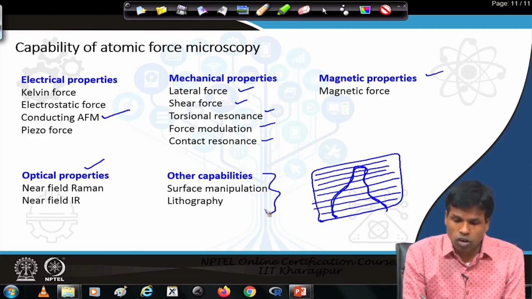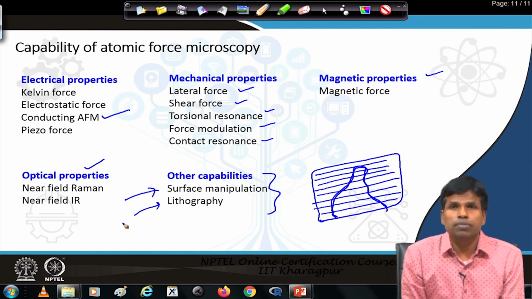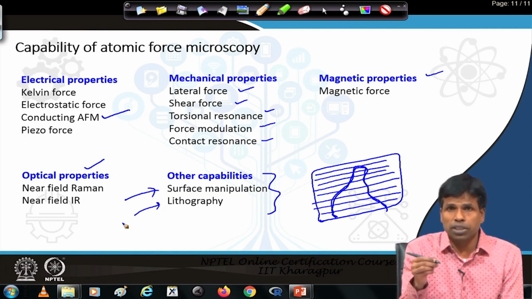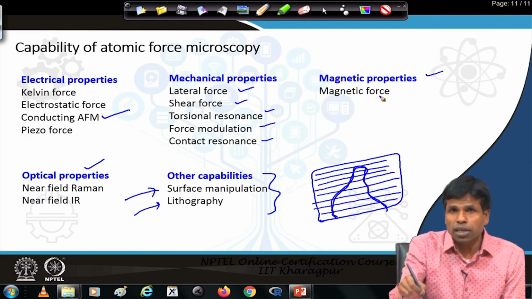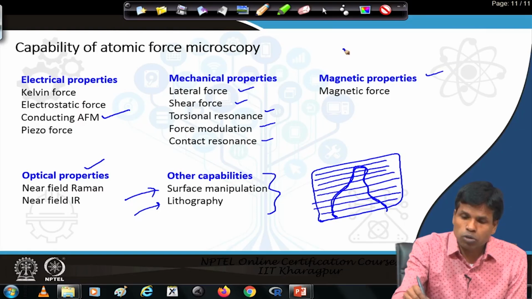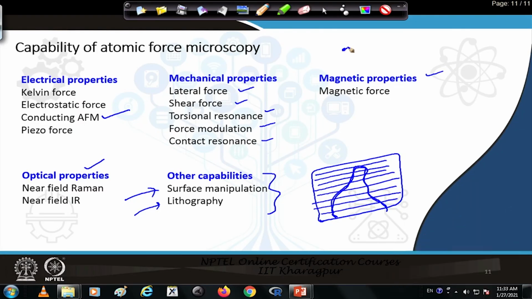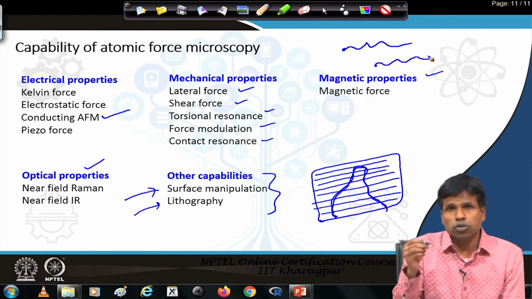Other capabilities of this probe microscopy are surface manipulation and lithography. As here we use a physical probe, using this physical probe, I can put it into an ink, let us say, and bring this probe to write anything I want on a surface. So, thus I can write on a surface using my tip.